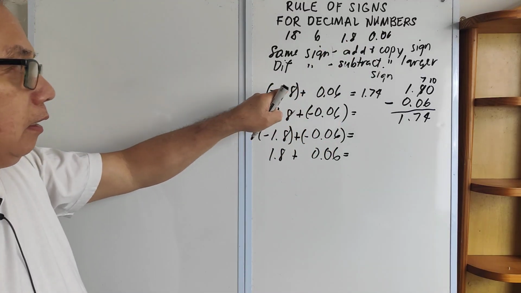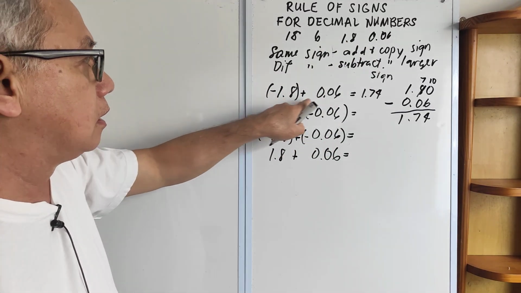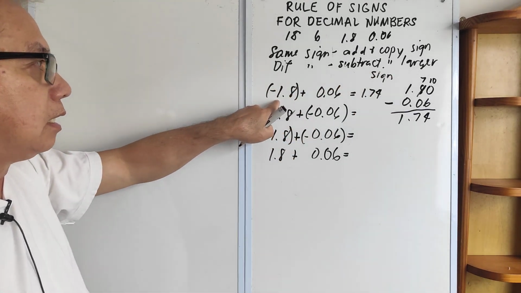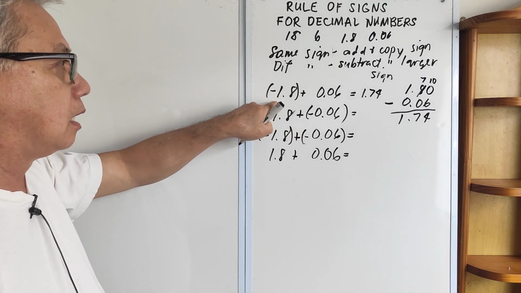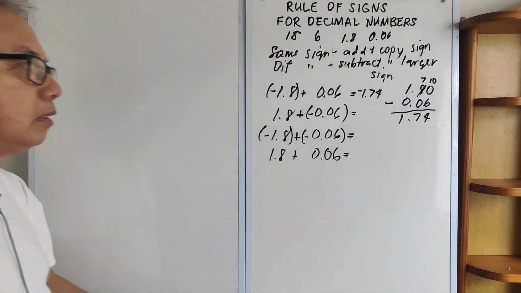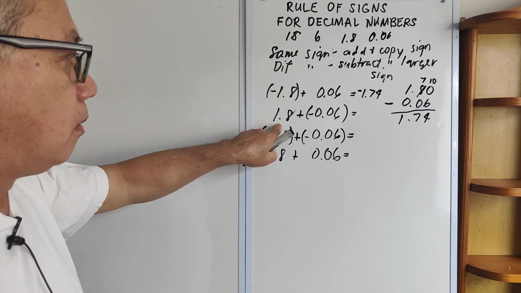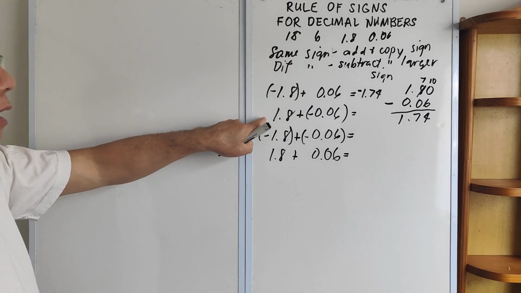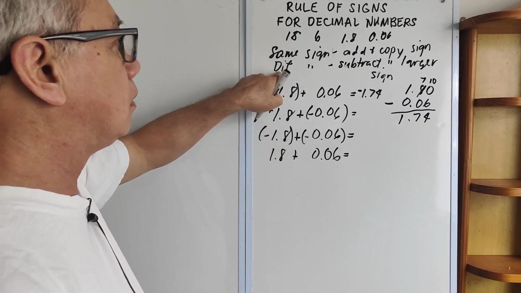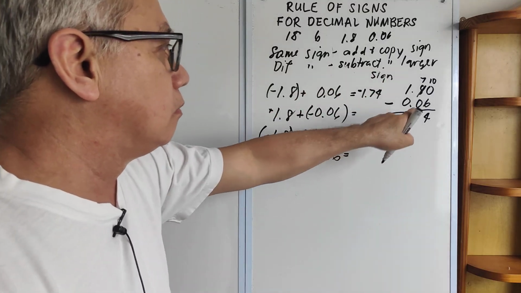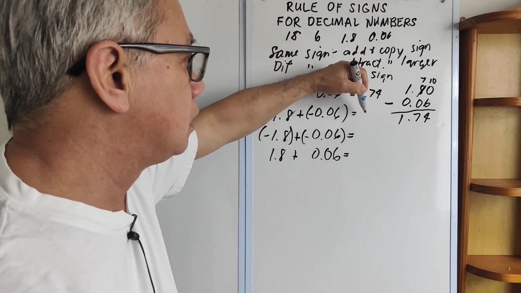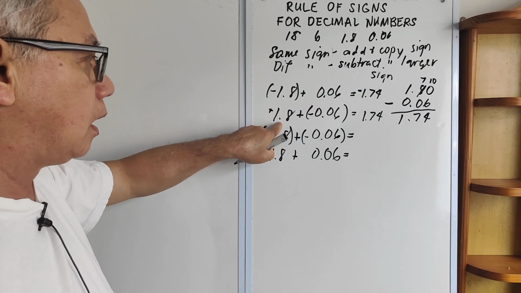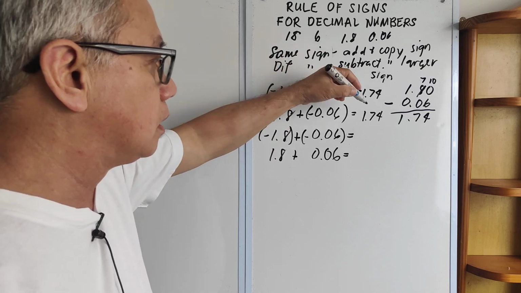1.74, and these are different signs. Subtract and copy the larger sign. So this is the larger sign. 1.8 is the larger number, negative, so this is negative 1.74. In here, 1.8 minus negative 0.06. Again, this is positive, this is negative, so they have different signs. Again, we subtract, so we use the same solution. This is still 1.74, but this time 1.8 is the larger number, which is positive, so this is positive.